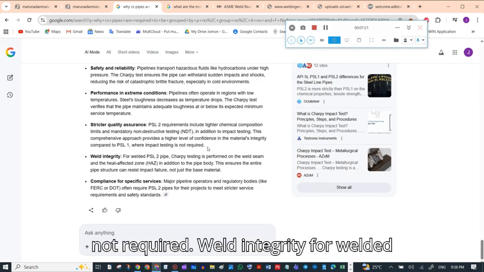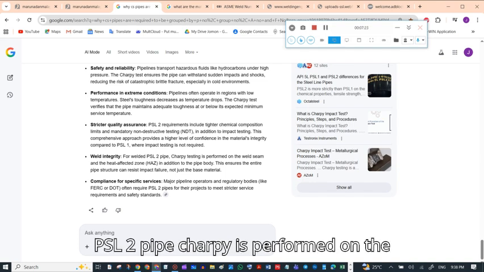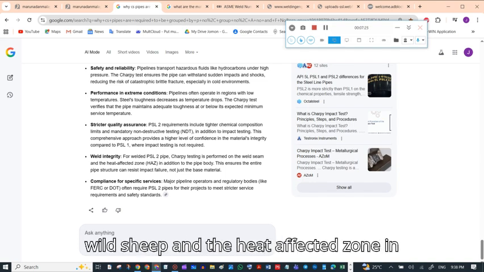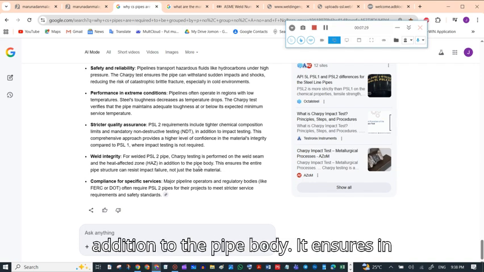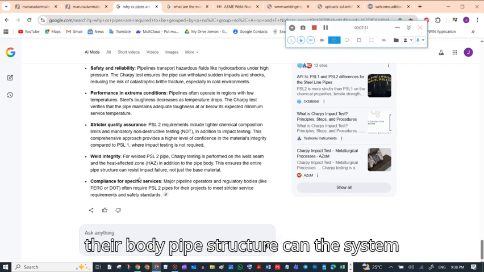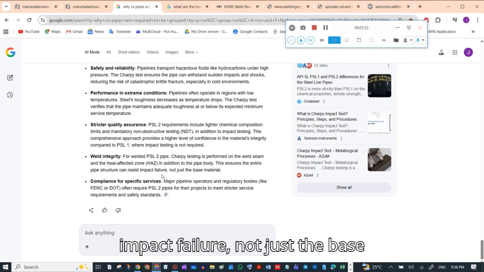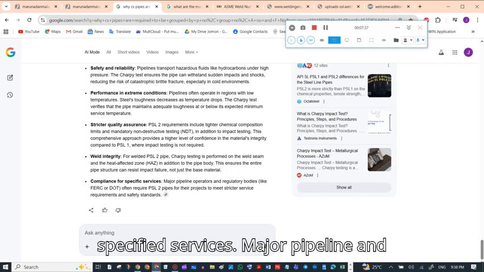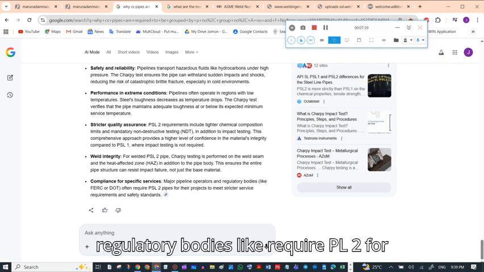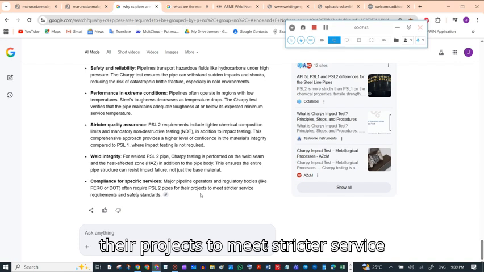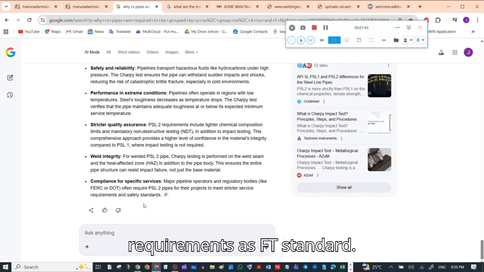Weld integrity. For welded PSL2 pipe, Charpy is performed on the weld seam and the heat affected zone in addition to the pipe body. It ensures the entire pipe structure can resist impact failure, not just the base material. And compliance with specified services. Major pipeline and regulatory bodies require PSL2 for their projects to meet the stricter service requirements and safety standards.